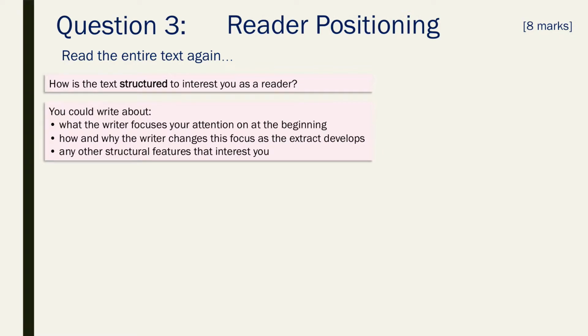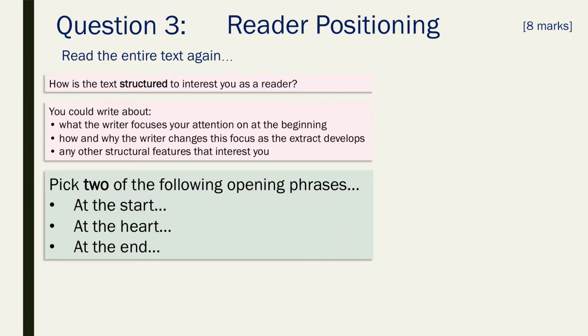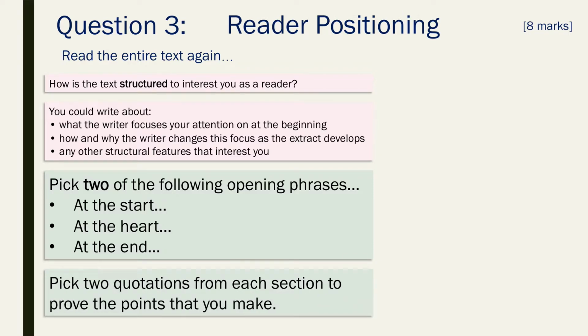Question 3 asks you to read the entire text again and asks how is the text structured to interest you as a reader. Now you could write about what the writer focuses your attention on at the beginning, how and why the writer changes this focus as the extract develops, and any other structural features that might interest you. But as always, it's good to use the same format and approach every time we do these activities because it will become second nature to you. So again, pick 2 of the following opening phrases at the start and or at the heart and or at the end, and then pick 2 quotations from each section to prove the points that you make.